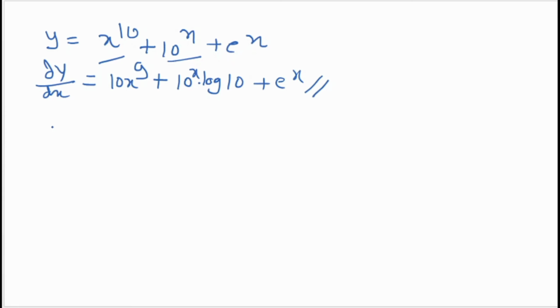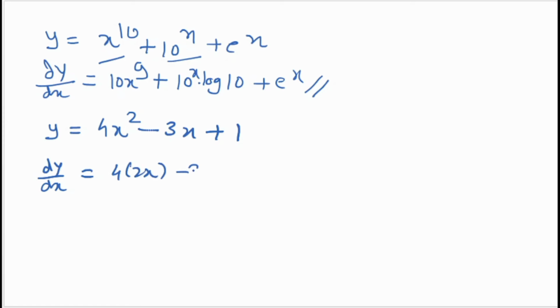We take one more example, that is y equal to 4x square minus 3x plus 1, a quadratic expression. So what is the derivative? dy by dx is equal to 4 into the derivative of x square, that is 2x, minus 3 into derivative of x, that is 1, and derivative of constant, that is 0. So now 4 twos are 8, so we get 8x minus 3.